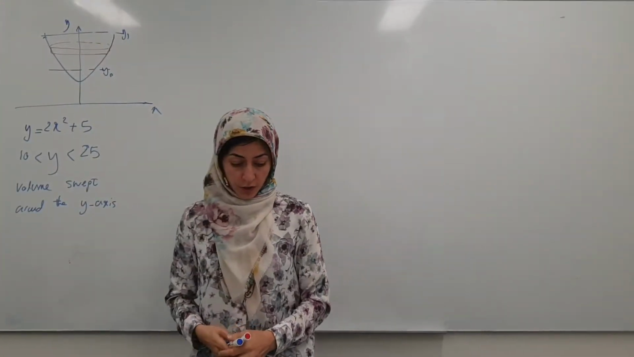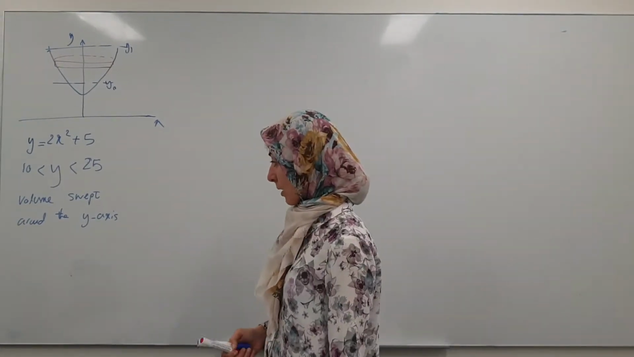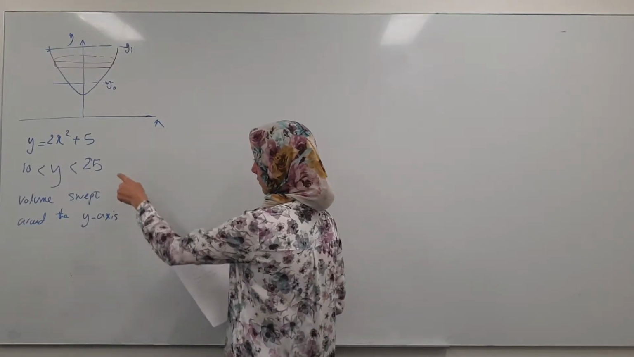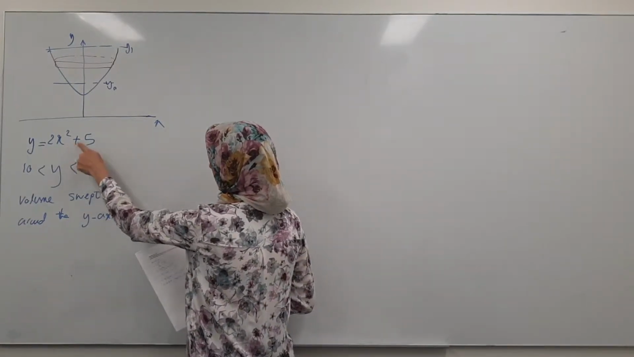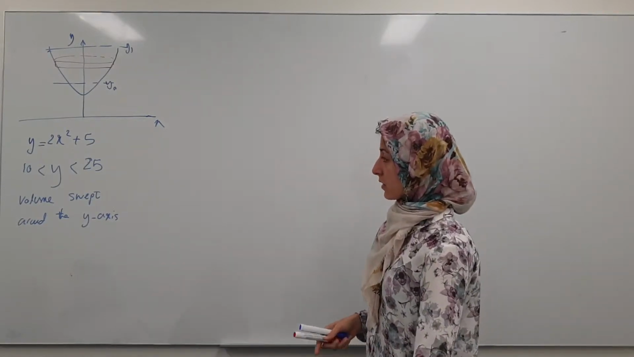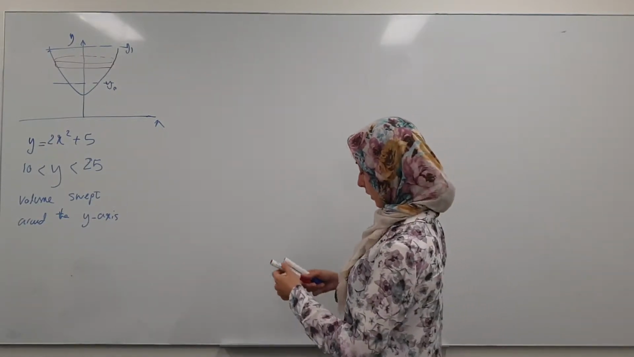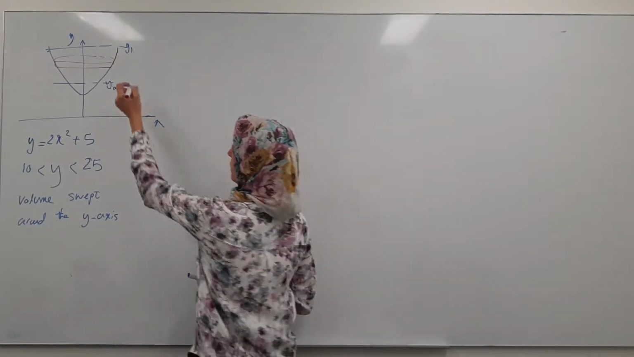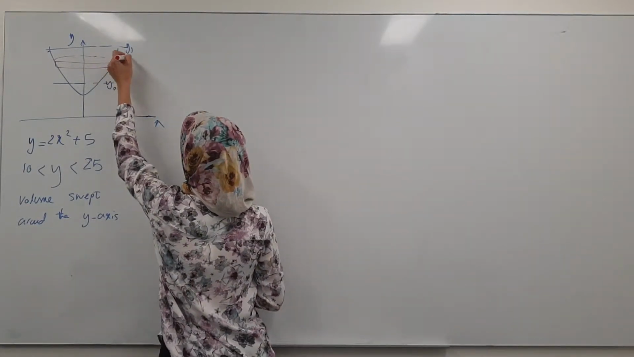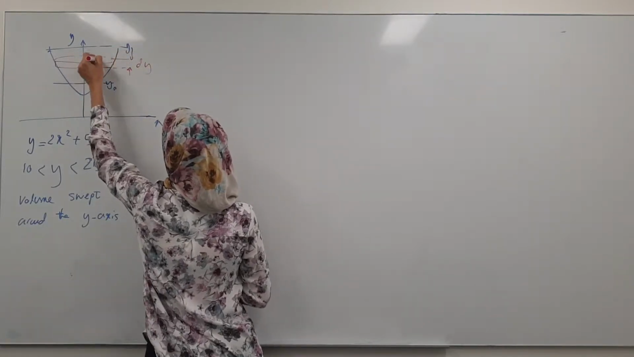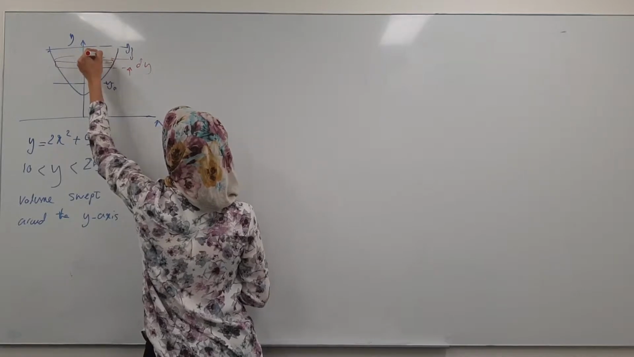Okay, we want to find the volume swept around the y-axis by the area between the function x = x squared plus 5, where y is between 10 and 25. Okay, so the first step is to define our element. This height is about dy and this length is x, right?